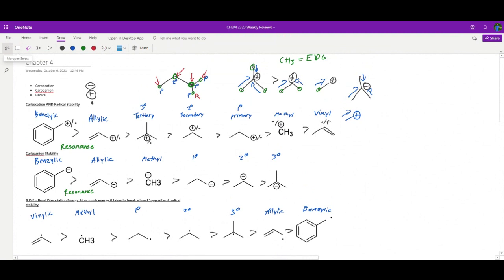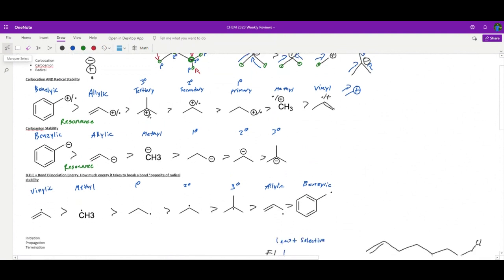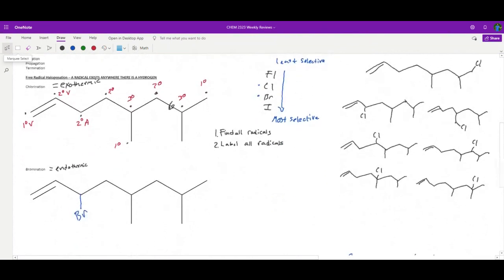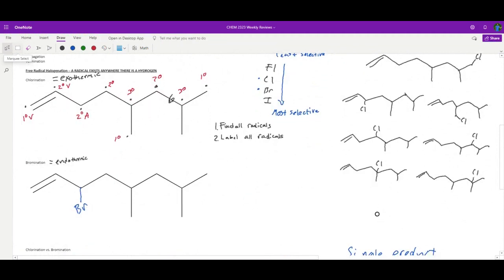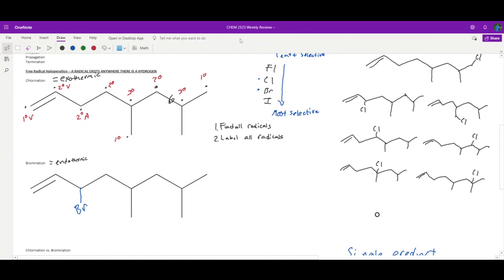I'll zoom out as much as I can. If you want to take a screenshot, that's all of stability, and this should be all of free radical halogenation, okay?